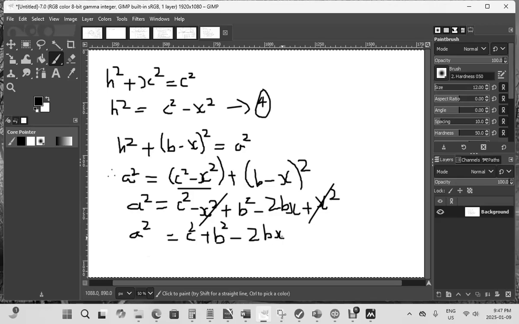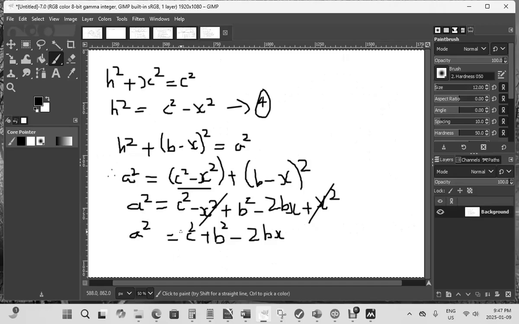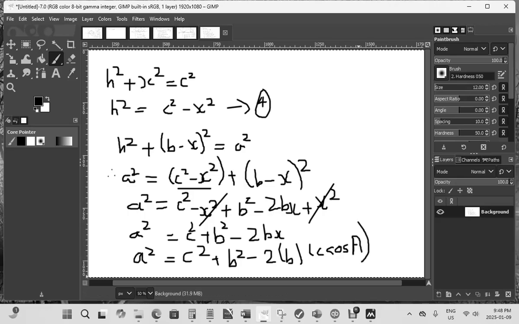Which means that we know what X is. X is basically C cos A. So A squared equals C squared plus B squared minus 2 times B times C cos A. Again, this is your cosine law.